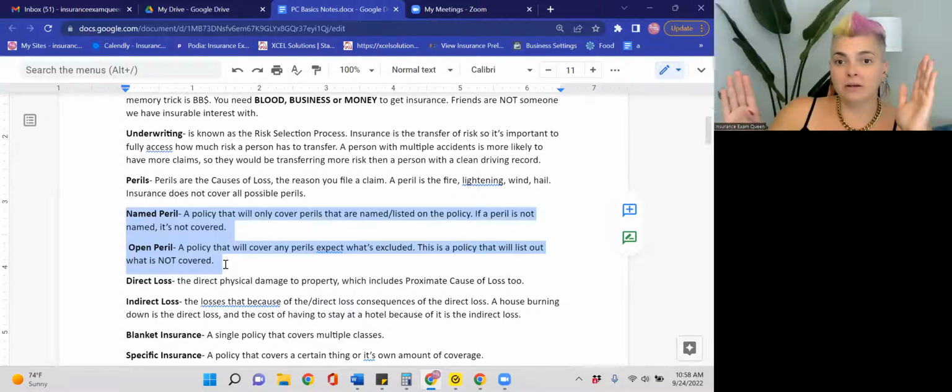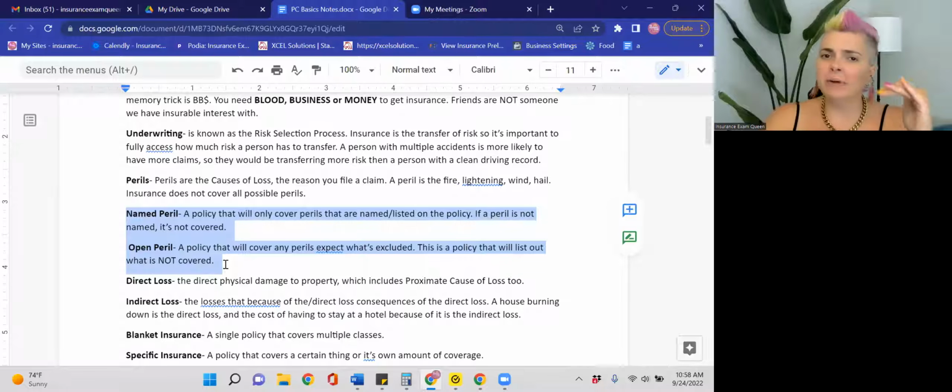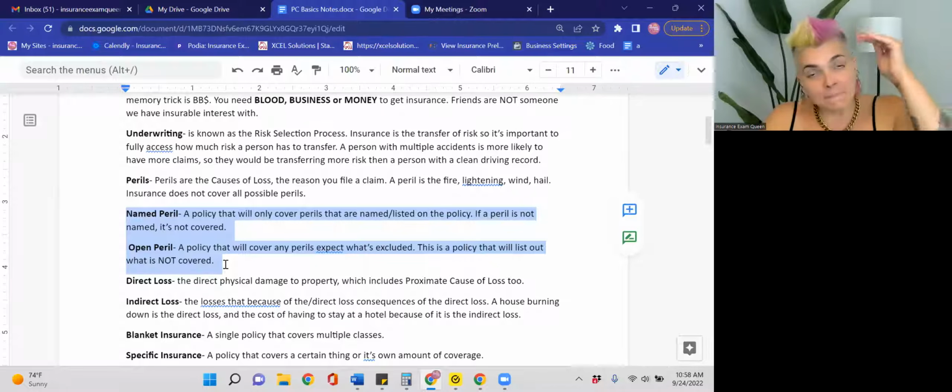With named perils, the memory trick is: if it ain't named, it ain't covered. It has to be named to be covered. It has to be listed out to be covered. And if it's not listed, if it's not named, it is not covered. It must be printed in the insuring agreement for you to know that you have it.